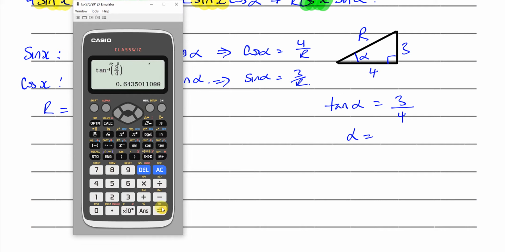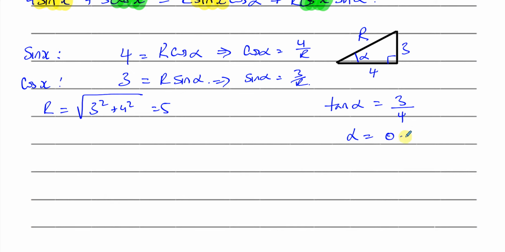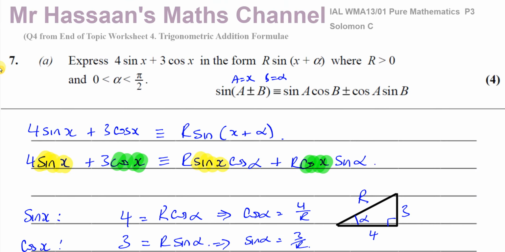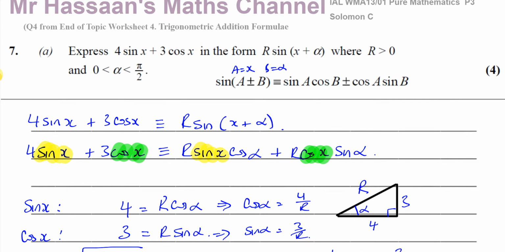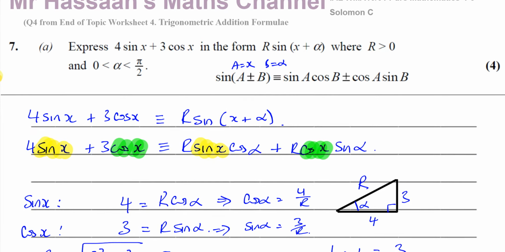And that gives us 0.6435. I'm going to store this as A in case I need it later on. Now, how did they tell us to round the answer? Okay, they didn't tell us how to round the answer. So I'm going to leave it to 3 significant figures because that's the normal instruction.